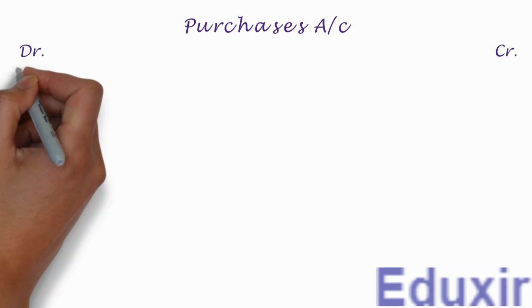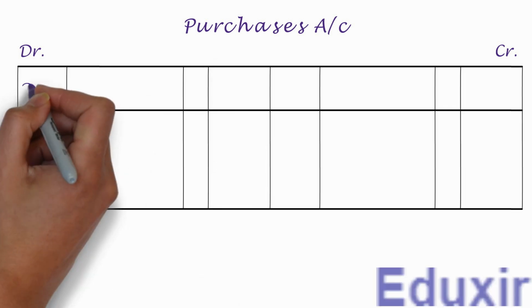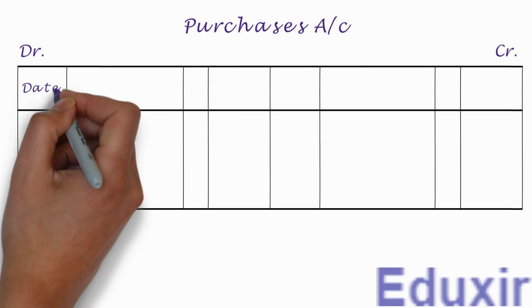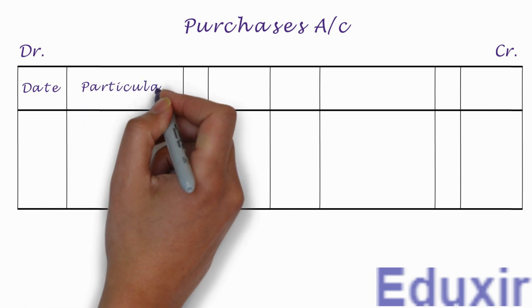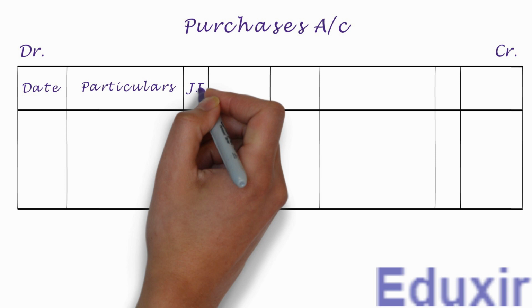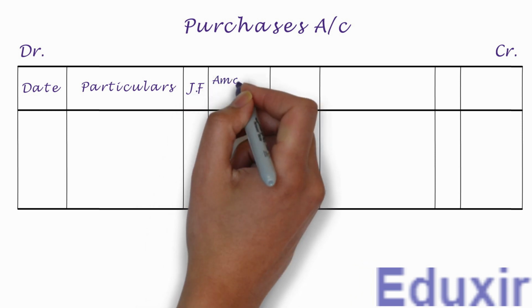Let us then write the headers DR and CR to designate the debit and credit sides respectively. Let us now have the column headings for date, particulars, journal folio, and amount in rupees on the debit side.